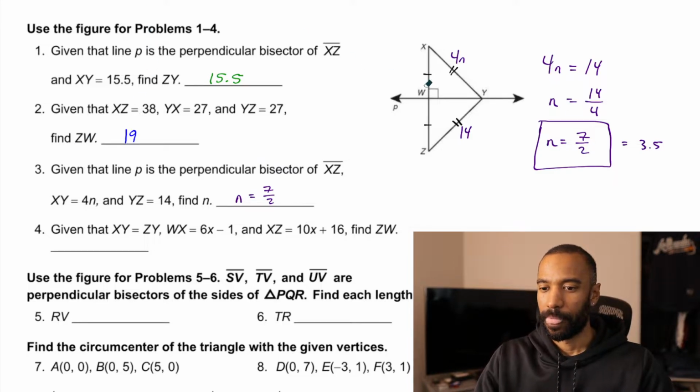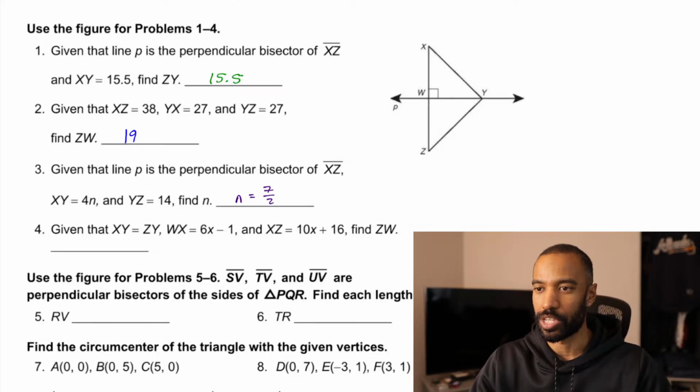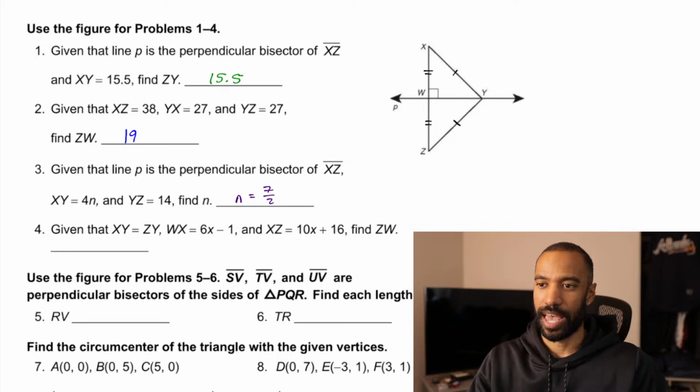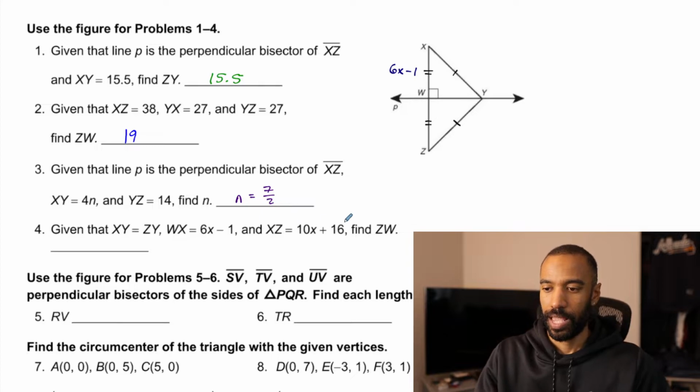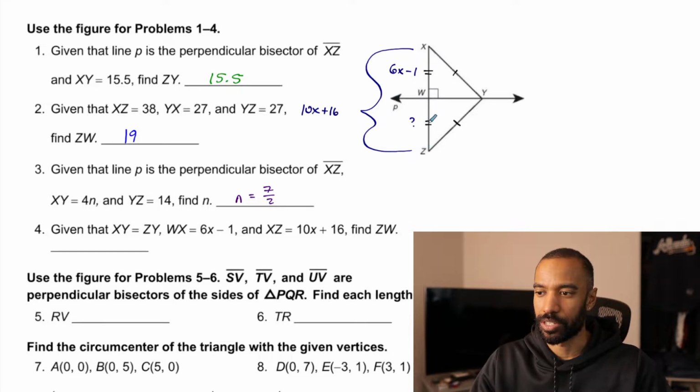Okay, number 4, given that XY equals ZY, so also that means that those two segments are congruent to each other. Looks like we're using the converse of the perpendicular bisector theorem again. So given those, then that means to us, guys, that these will therefore be congruent. WX equals 6x minus 1, so right here. XZ equals 10x plus 16, that's the whole thing here. We got to find ZW, this little unknown.